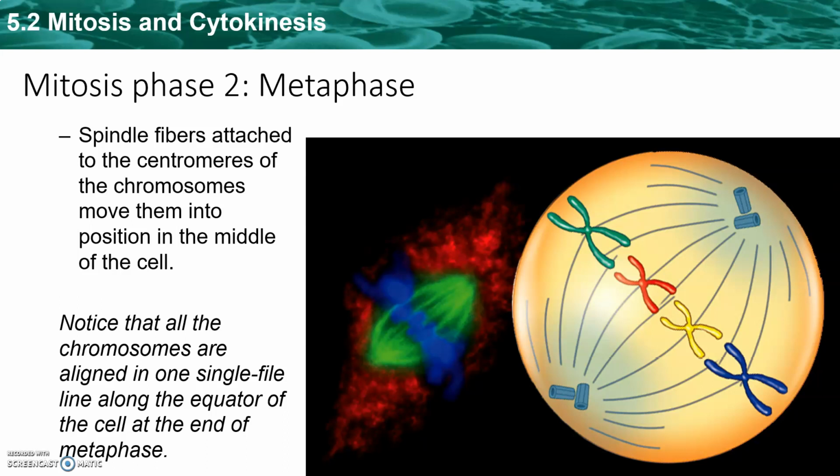So by the time all of the chromosomes line up in this single file line in the middle of the cell, we have reached metaphase of the cell cycle. And this is really a key phase because it's how the cell is able to determine if it has organized all of its chromosomes correctly.